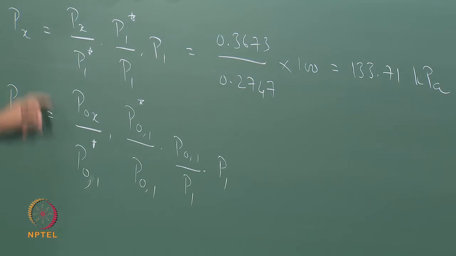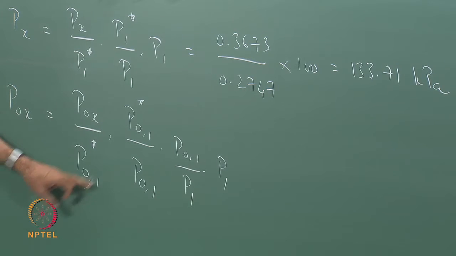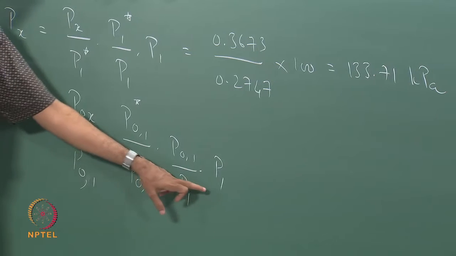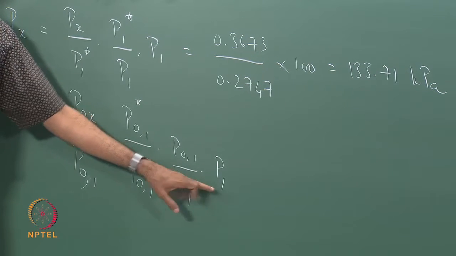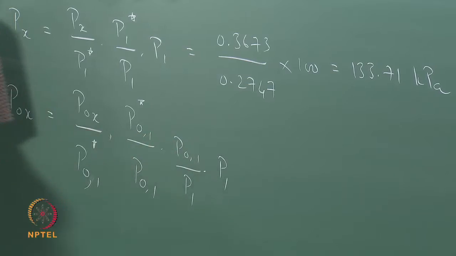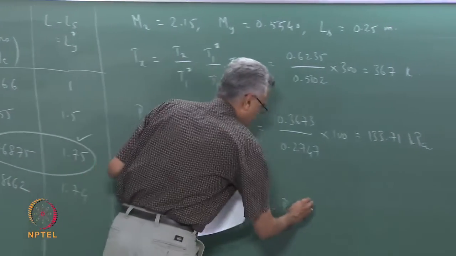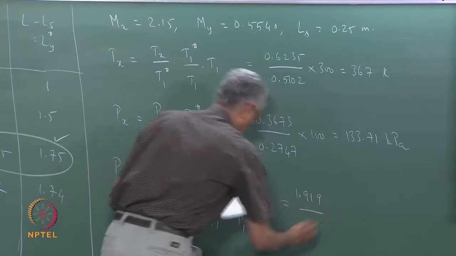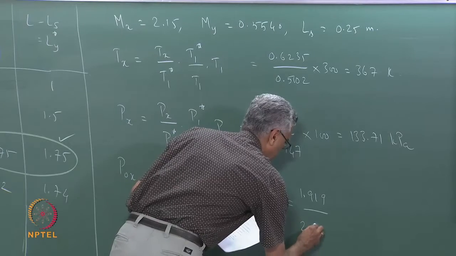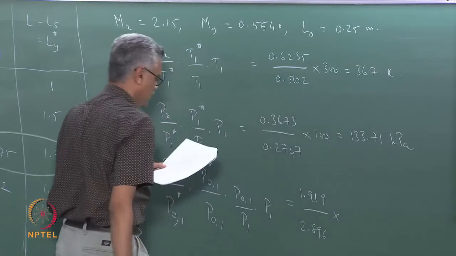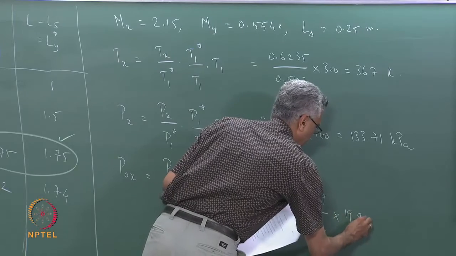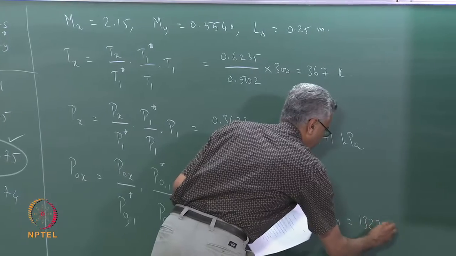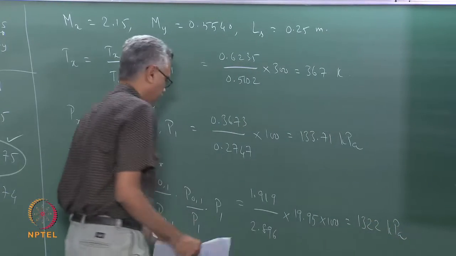So this value I can get from Fanno tables, this also I can get from Fanno tables, this I can get from isentropic tables, this is known to me already, right. So, I can retrieve each one of these quantities from the different tables, and if I plug in the numbers, I get this to be 1.919 divided by 2.896 times 19.95 times 100, which is equal to 1322 kilopascal.